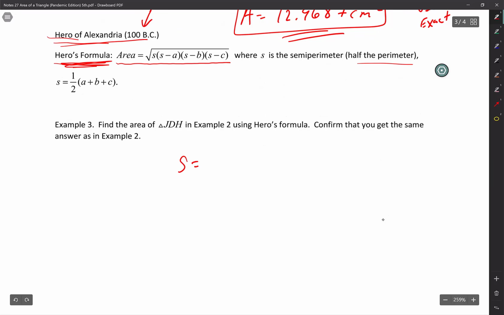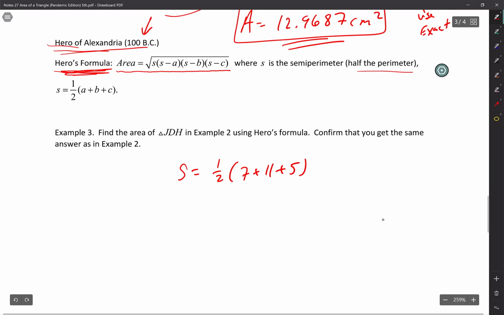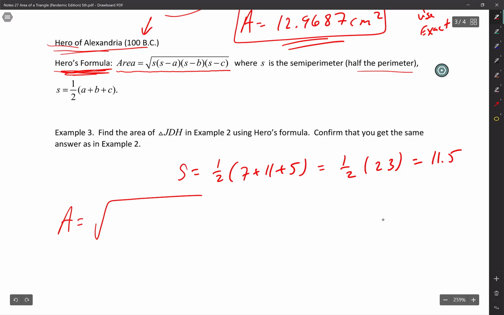So first, let's calculate S. It says use Hero's formula to see if we get the same answer. So S is 1/2 of 7 plus 11 plus 5. Half of 11 plus 7, 18 plus 5, 18, 19, 21, 22, 23. That took longer. And then half of 23 is 11.5. Okay, so if this is true, this should be the exact area as well.